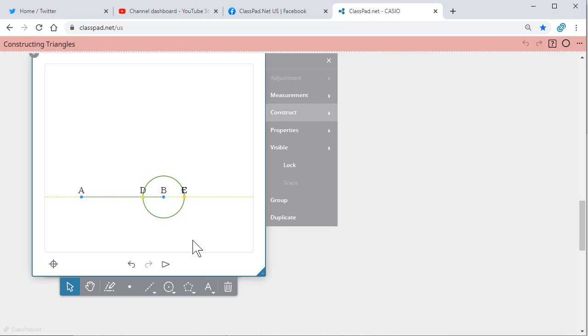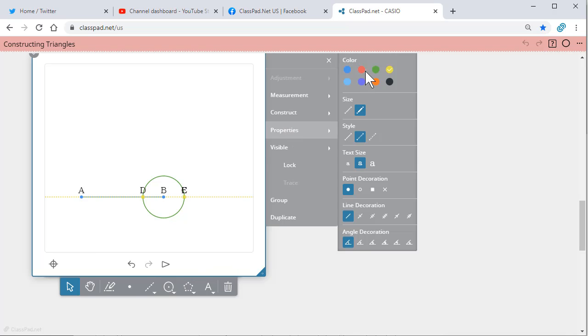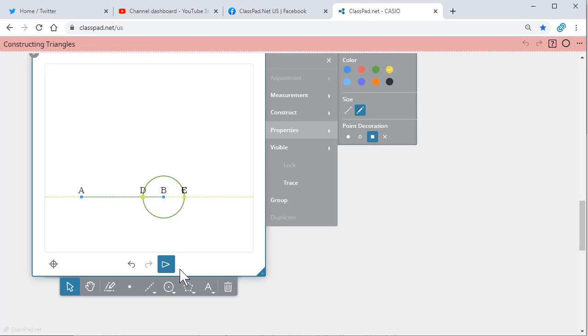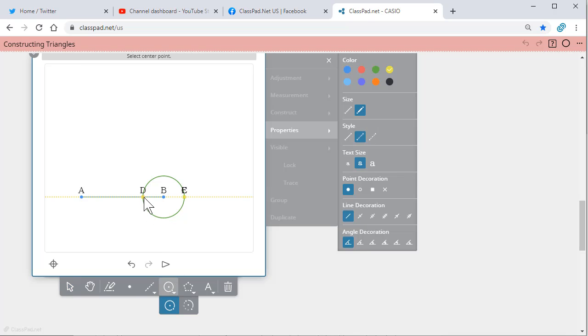So here's where my compass tool comes in handy again. Let's change the color one more time. Let's make it red. This is how you do a perpendicular bisector, which at this point students have already done. But I'm going to use the points D and E as my radius for two different circles. So I'm going to open my compass with center at D, and open to E, right?